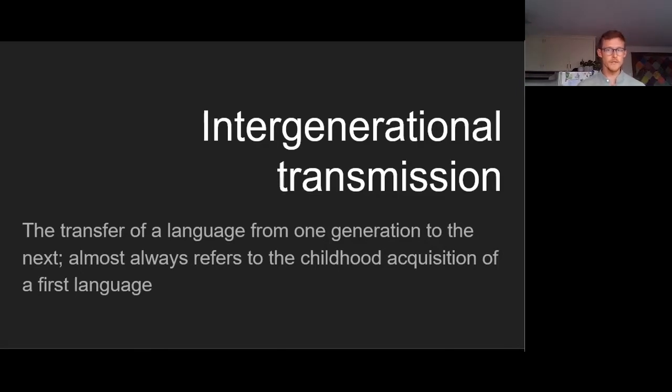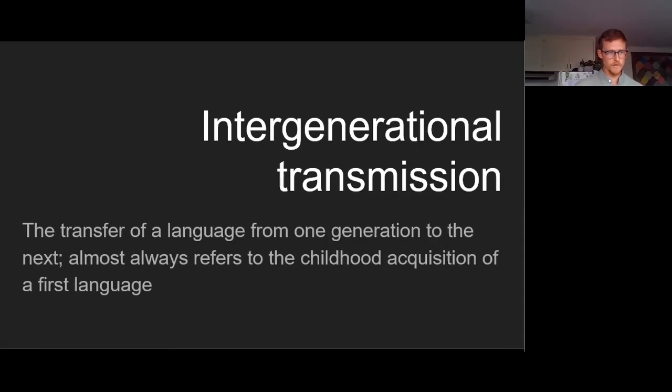But if a break in intergenerational transmission is very common throughout a community, then eventually there is no speech community to go back to, or it's very hard to re-enter into a speech community because there's not that many people in it.